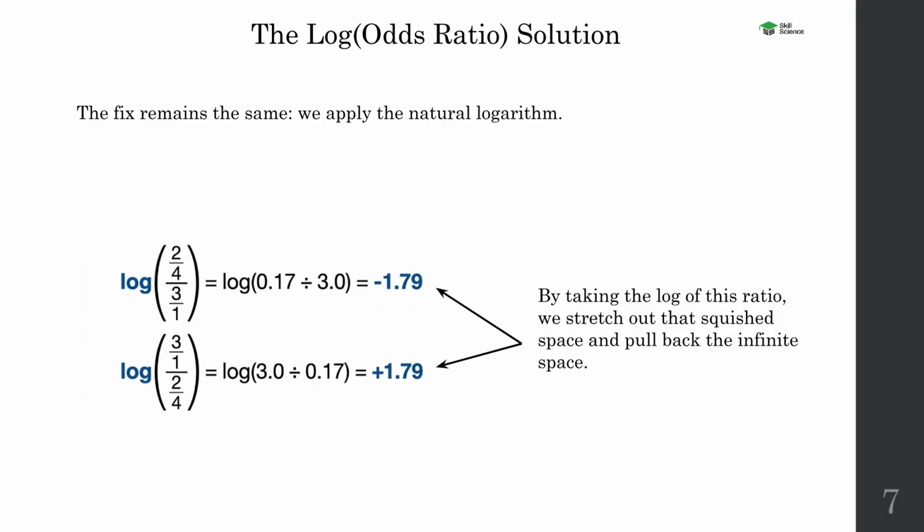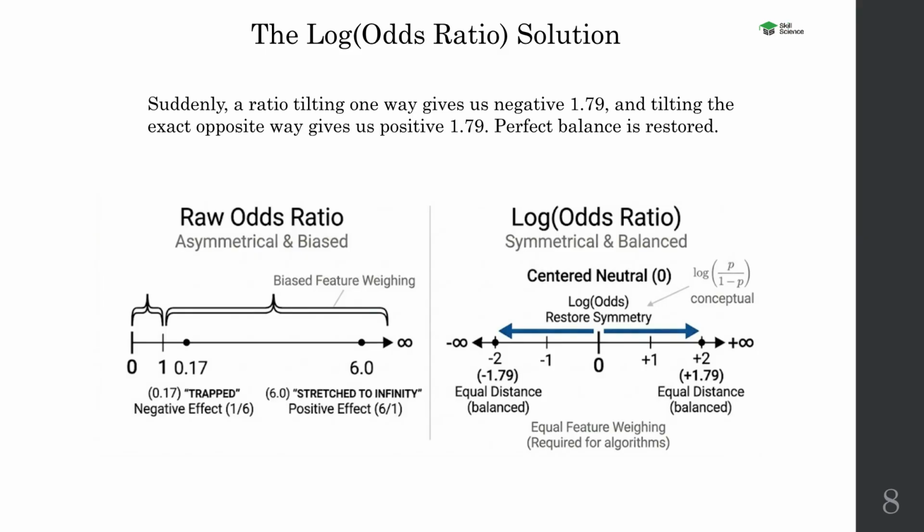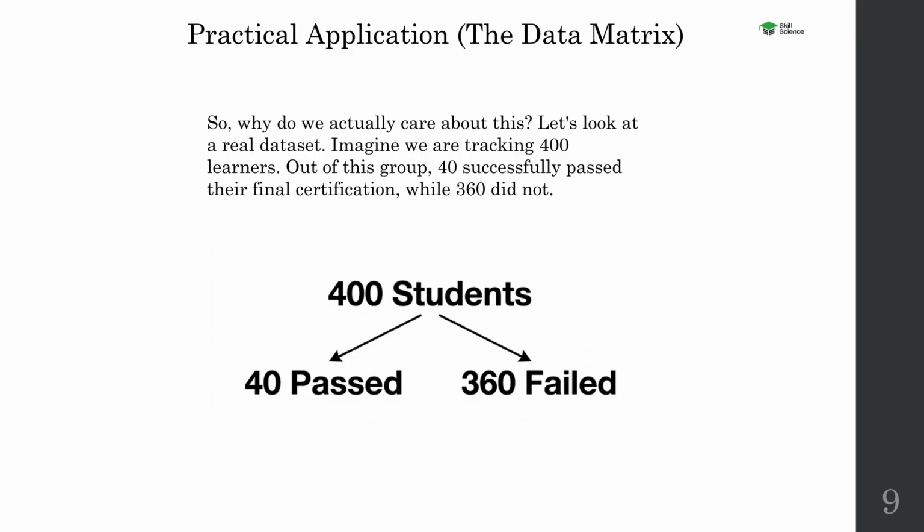By taking the log of this ratio, we stretch out that squished space and pull back the infinite space. Suddenly, a ratio tilting one way gives us negative 1.79, and tilting the exact opposite way gives us positive 1.79. Perfect balance is restored. So why do we actually care about this? Let's look at a real data set.